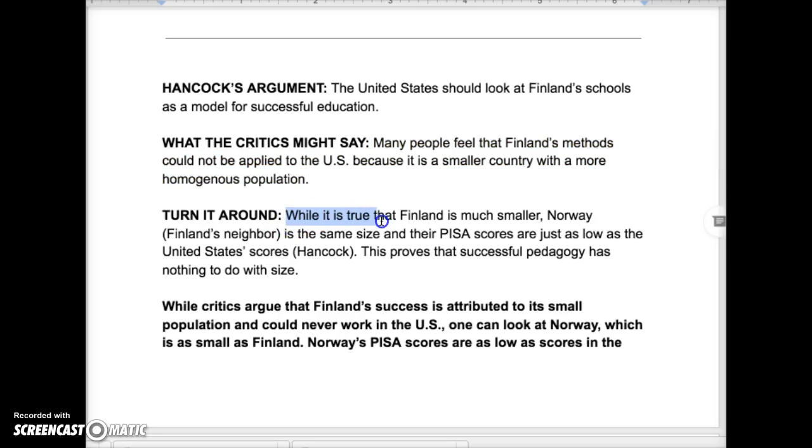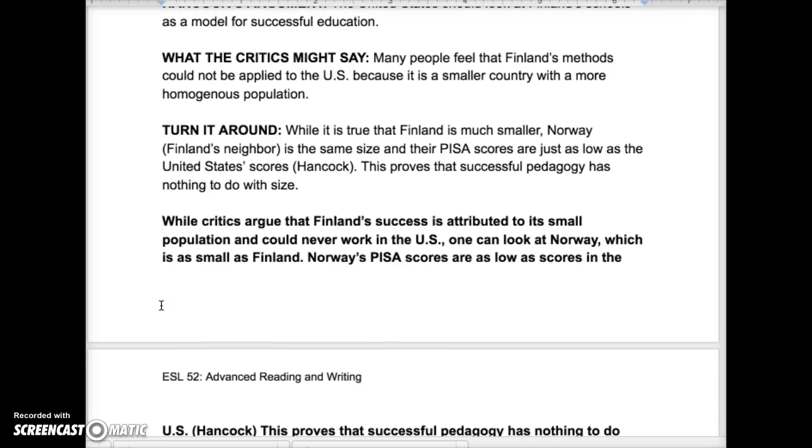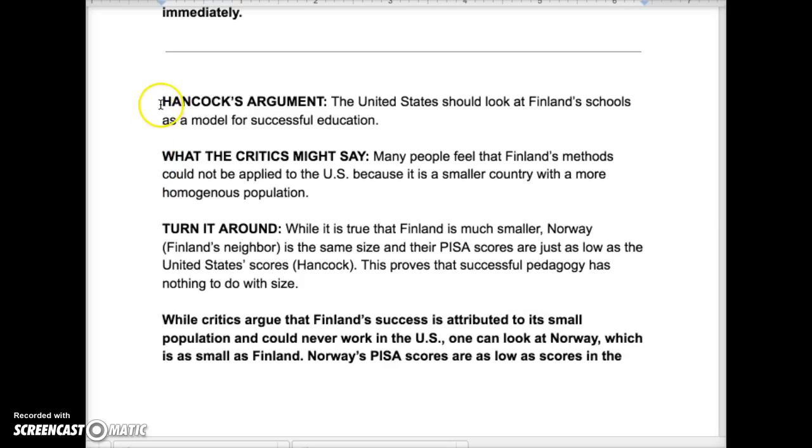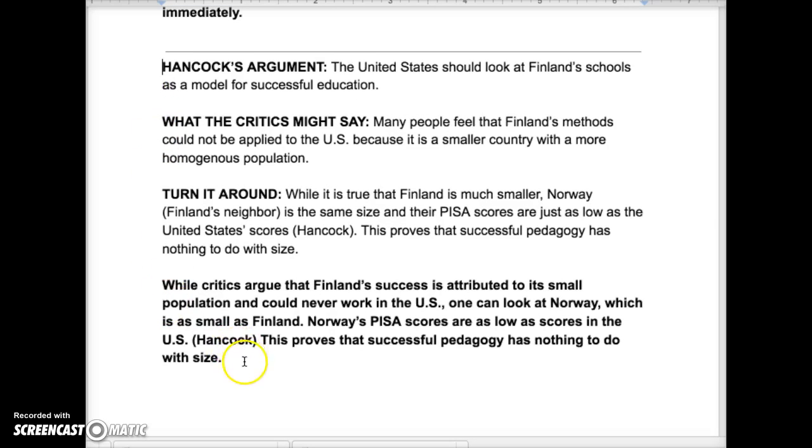While it's true that Finland is much smaller, Norway, which is Finland's neighbor, is the same size and their PISA scores are just as low as the United States scores. This proves that successful pedagogy has nothing to do with size. And so that's me turning it around, and if I wanted to incorporate it in my paper, then I could write this kind of sentence here, right?